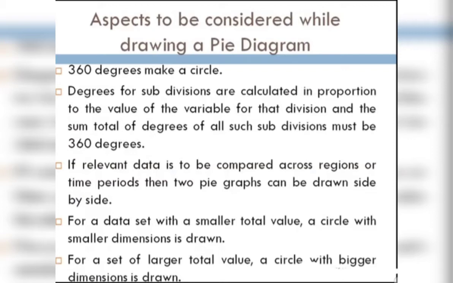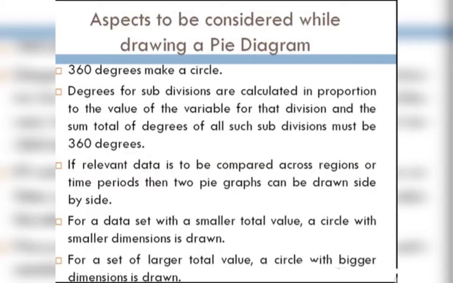That is what we have calculated. You have seen that particular table, in which book, stationery, all are given, and how we calculated: the money spent on books is 20 into 360 divided by 100, and we get 72. Accordingly you find out all the degrees and complete the whole 360 degree circle. So this is how you will calculate. Then the third point: if relevant data is to be compared across regions or time periods, then two pie diagrams can be drawn side by side. So if it is given area-wise or according to the time period, then you will draw two.